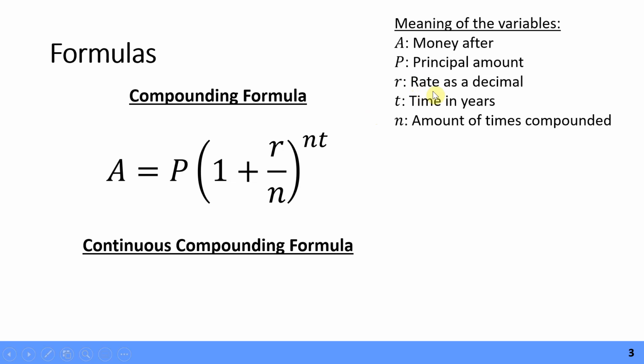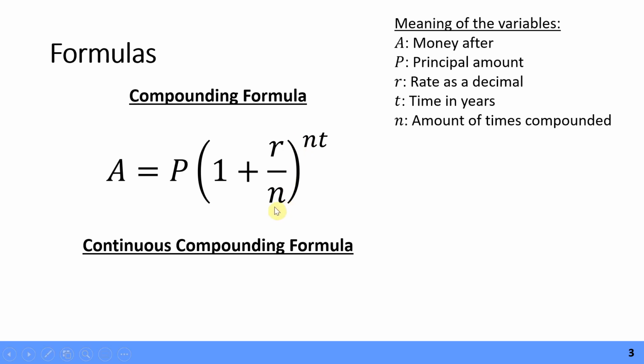Just make sure that you read this: it has to be the rate as a decimal. So if the problem gives you the rate as a percent, you are going to have to convert it to a decimal. N is a tricky one here. N is the number of times compounded, and I'll go more into depth about that in a little bit. And then T stands for time in years. So it always has to be in years. If you have a problem that gives you the time in months, you are going to have to go out of your way to convert it to years.